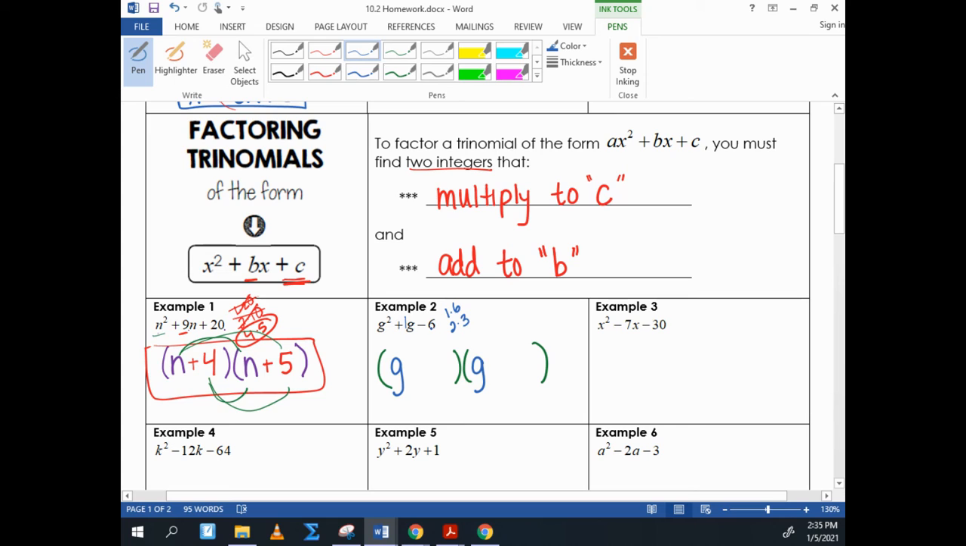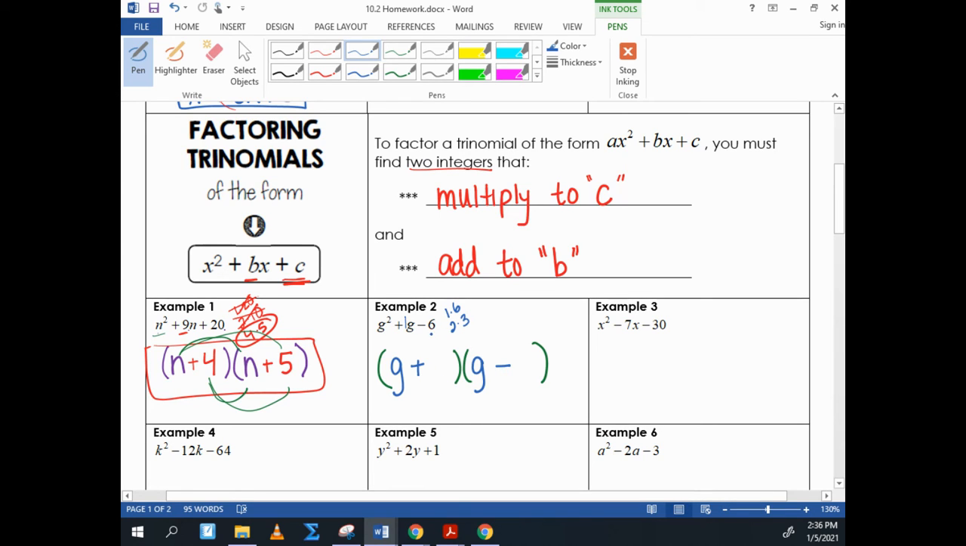I'm trying to find two numbers that multiply to a negative number. Now that only happens if one of the numbers is positive and one of the numbers is negative. That's the only way that it works. If they are both positive, they'd multiply to a positive. If they're both negative, they'd multiply to a positive. But there's going to be one of each sign right here, which also means that it's a subtract problem instead of an add problem. When you add a negative number, you're really subtracting.